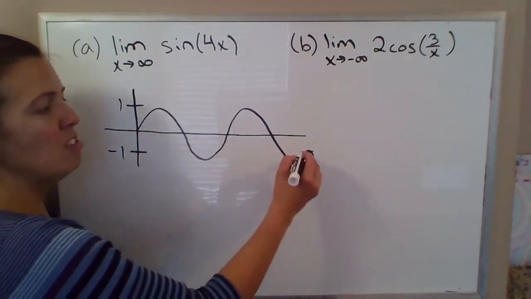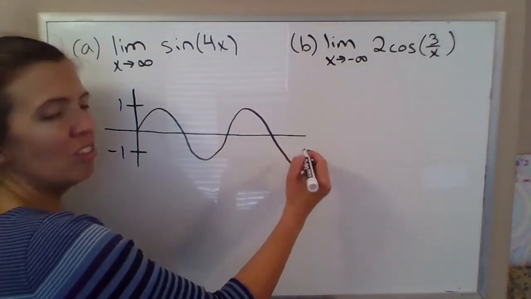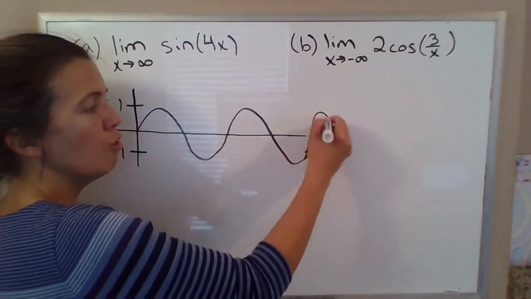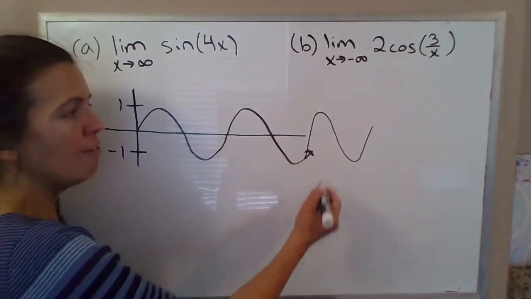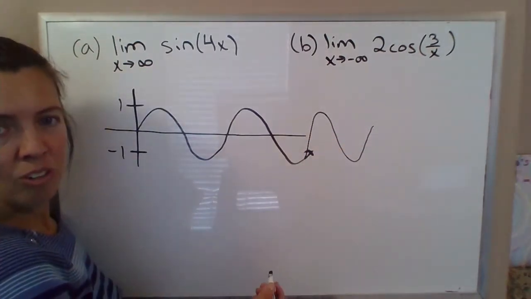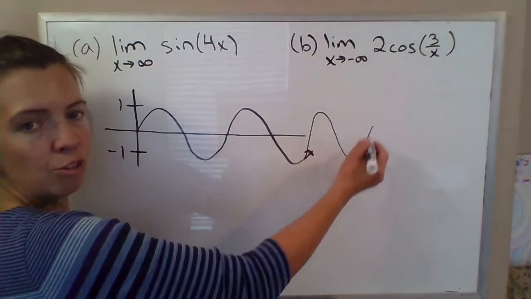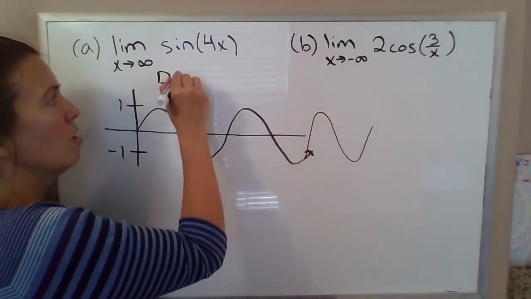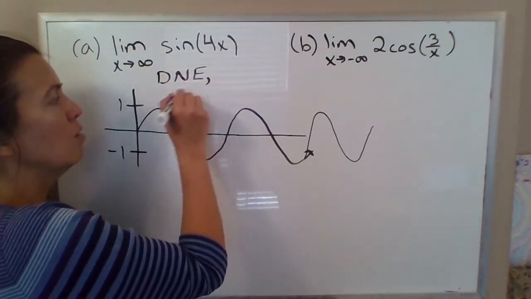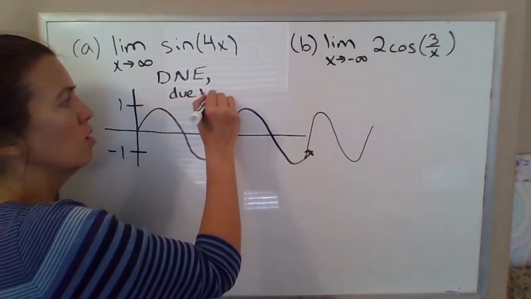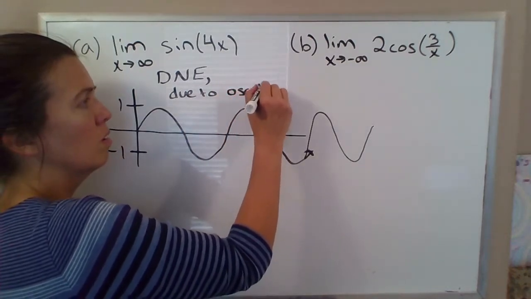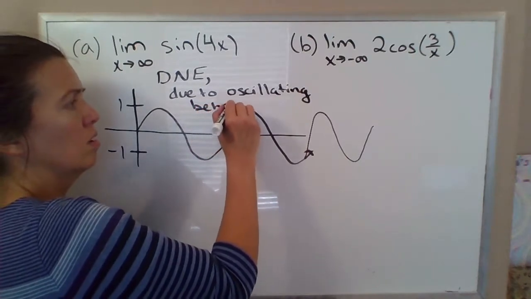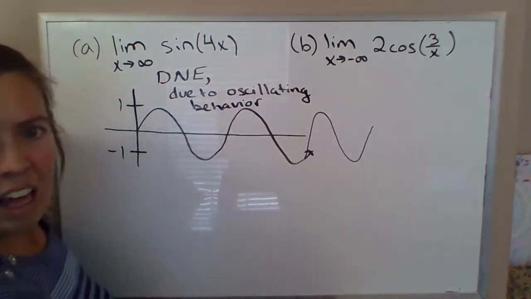So as x approaches infinity, sine of x and cosine of x for that matter, or sine of 4x, we're just going further and further down this graph. It's not approaching any single value. It's just going back and forth, back and forth, back and forth. And so we would say that this limit does not exist due to oscillating behavior. Okay, so that limit doesn't exist.